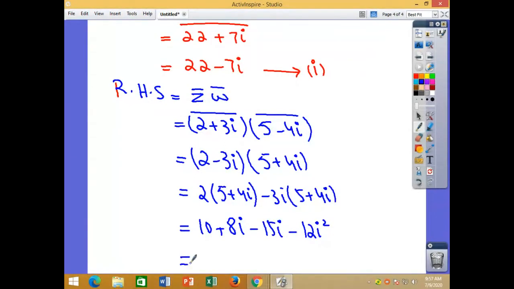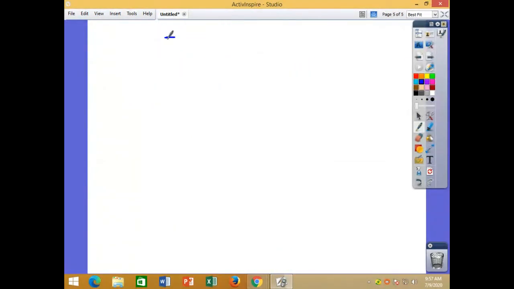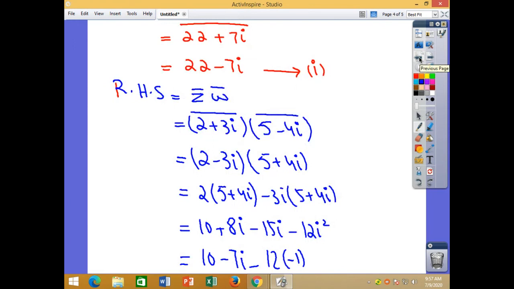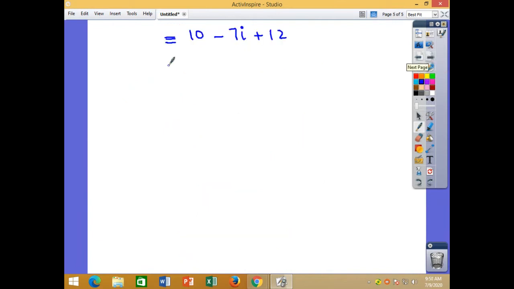Now after more simplification, we get 10 minus 7 iota, because negative 15 iota plus 8 iota becomes negative 7 iota. And what is the value of iota square? The value of iota square is negative 1. Now simplify it more. We get 10 minus 7 iota plus 12, because this negative 1 when multiplied by negative 12 becomes positive 12. After simplification, we get 22 minus 7 iota, which we call equation number 2.